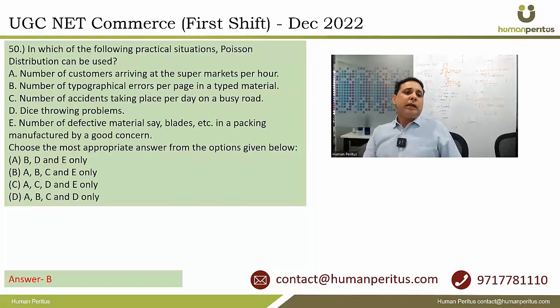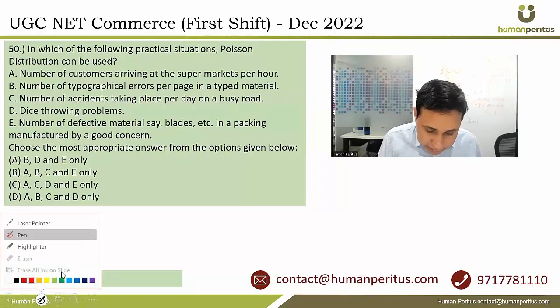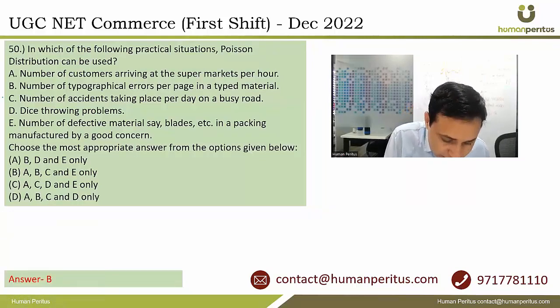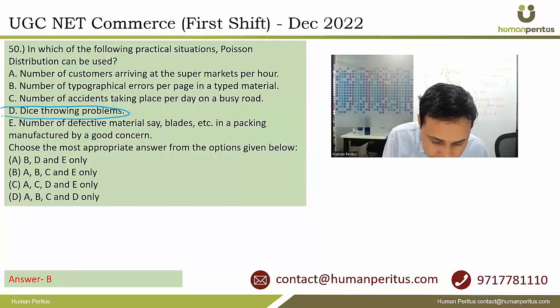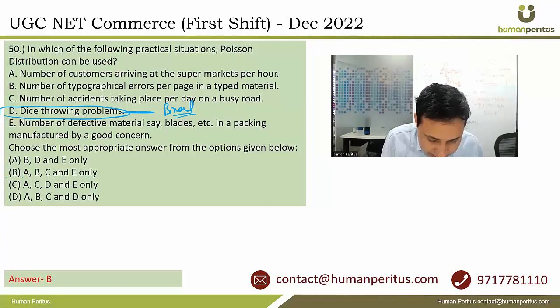आगे बढ़ते हैं. In which of the following situation Poisson distribution can be used? So guys, Poisson can be used in all the situations except D. Why? Because D is a case of binomial distribution and not Poisson distribution. बाकी सब में Poisson distribution is applicable. Therefore, D will go out, and therefore correct answer is A, B, C, and E only. Correct answer is B.